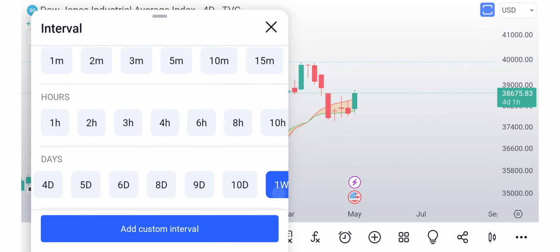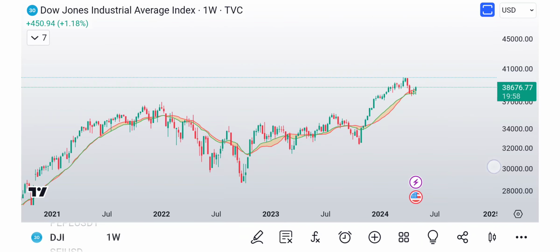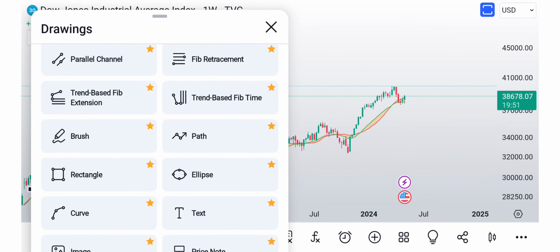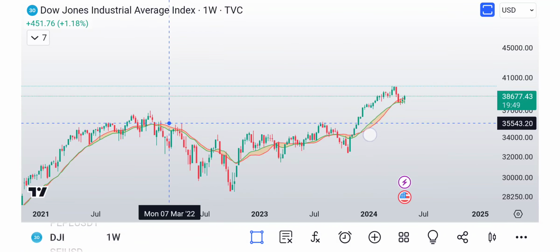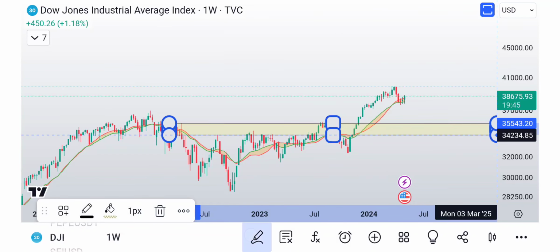Let's see the weekly chart real quick. Yeah, I mean, it still looks pretty decent. So there's no reason to panic yet. I mean, yeah, we could always come back down and retest these areas, and I believe we will at some point.